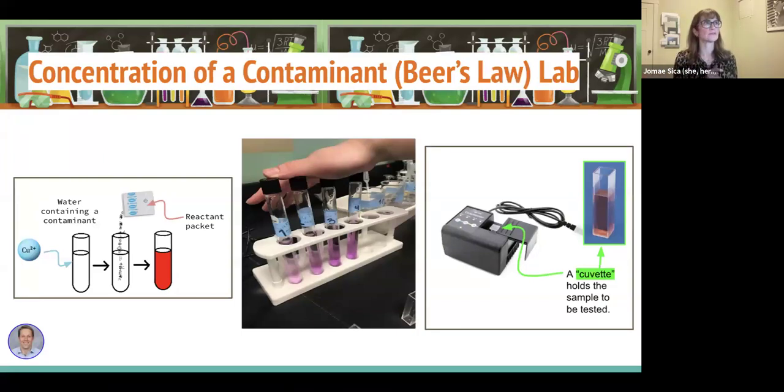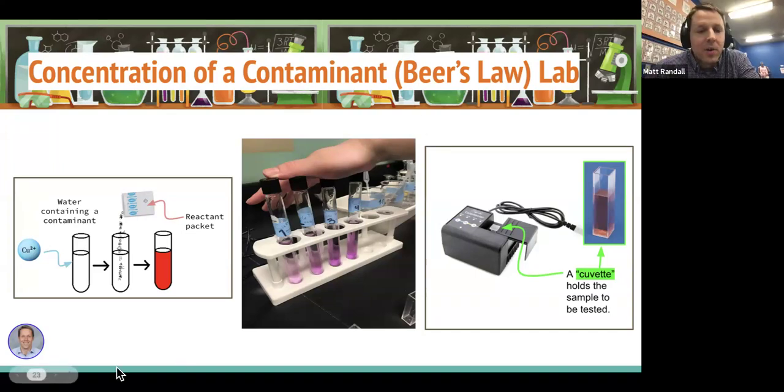Okay, Matt's put in some pictures here and is going to share a little bit about these with you. Yeah. So this is showing the overall process for the Beers Law Lab, and we'll mention this in some of the future slides.